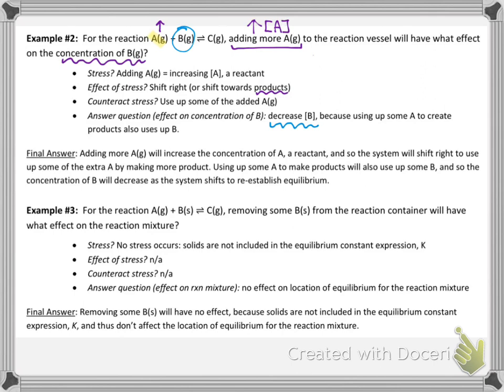Now, I was typing that. If I was handwriting this on an actual free response, I totally would have just put square brackets around B instead of writing out concentration of B. And those abbreviations are still totally okay.